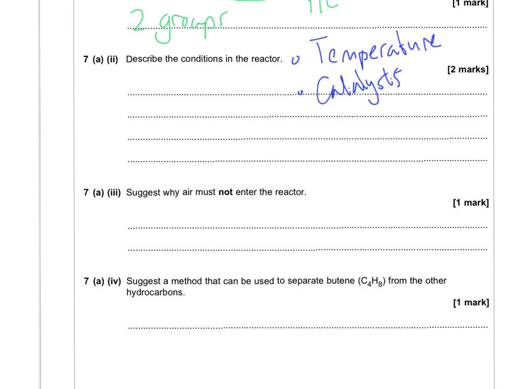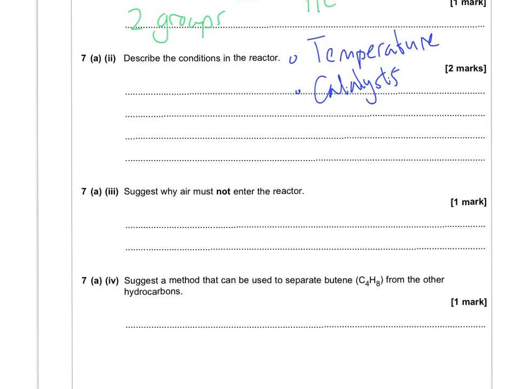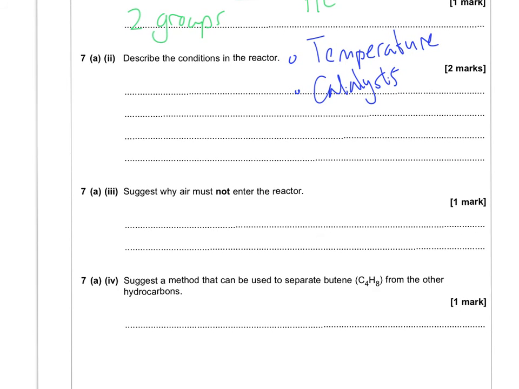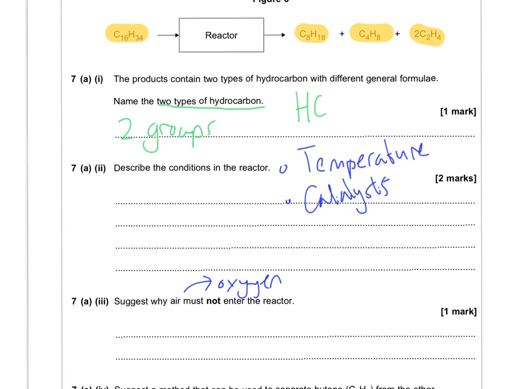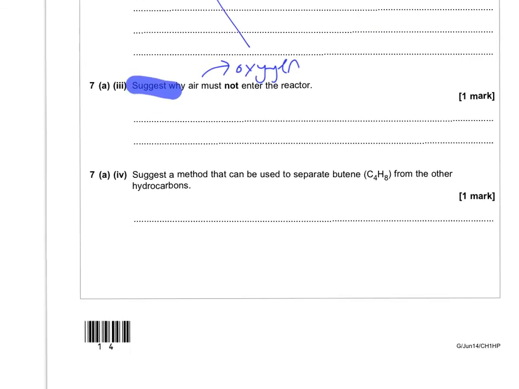Then it says suggest why air must not enter the reactor. So if you get air in, air contains oxygen. And if oxygen gets in, what problem might it cause, say, if it gets near this? What might happen? It's a suggest question, so we've got to think very carefully about what might happen. We're making a suggestion.